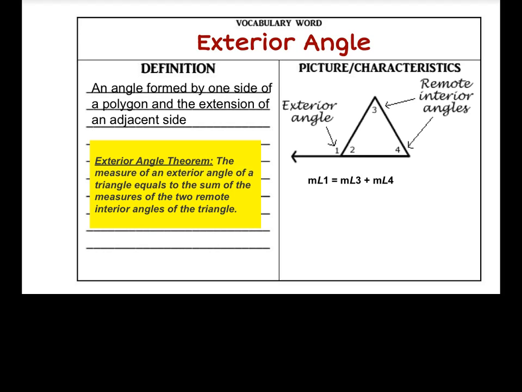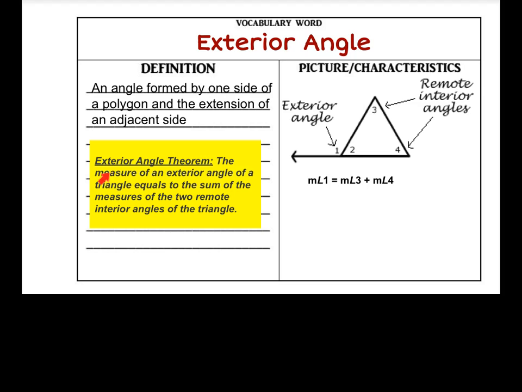Okay, next we have exterior angle. An exterior angle is an angle that is formed by one side of a polygon and the extension of an adjacent side. So if you look at the picture over here on the right side, we have a triangle here, which again is considered a polygon. And if you extend one of these sides, we create what we call an exterior angle. An exterior angle is just an angle that is outside of your original polygon.